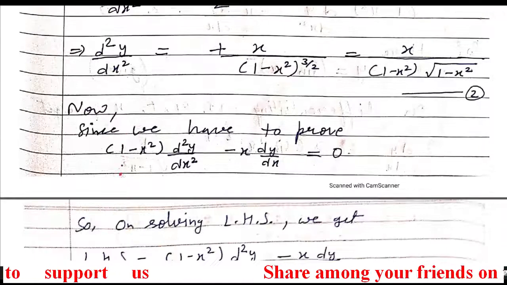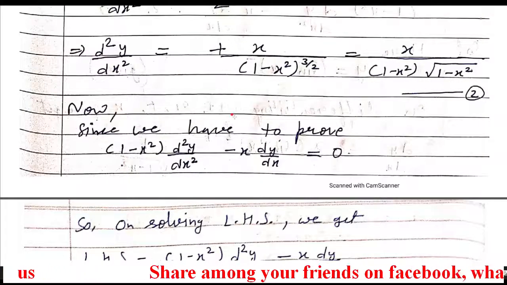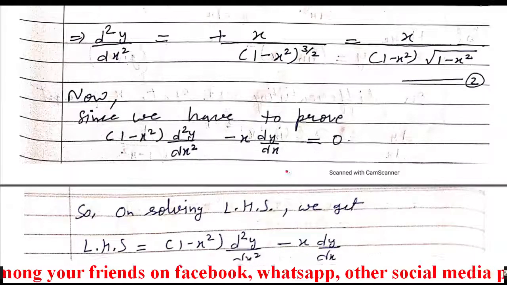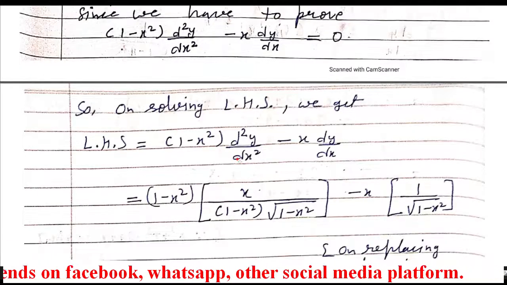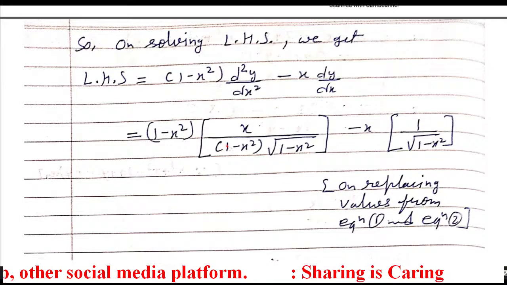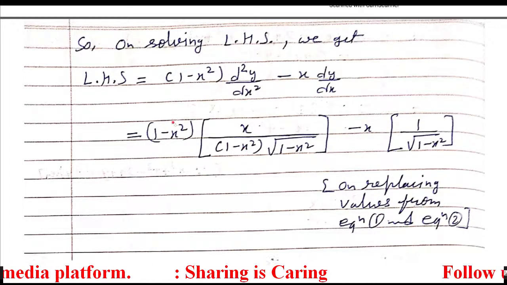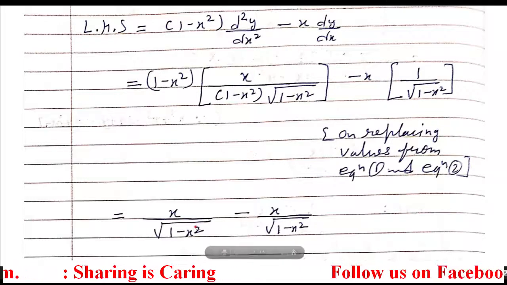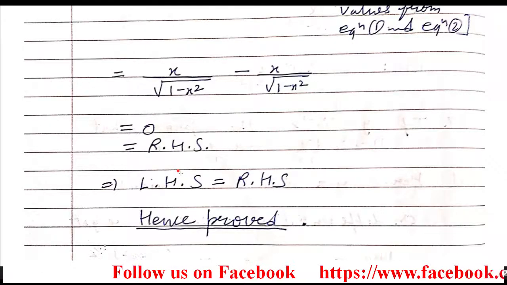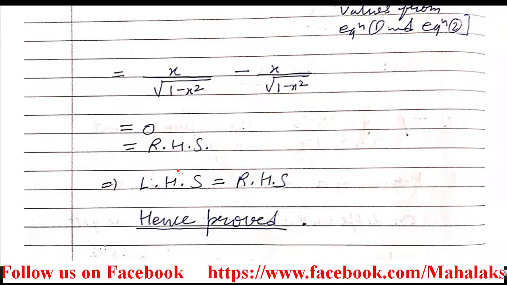Now we have to prove this result. In this result, substitute the second order derivative value from here, and the first order derivative also on the left hand side, substitute their values and just open. Here you can see this bracket and this bracket can cancel each other. So we are left with these two terms and they will cancel each other. So we will get the right hand side. So like this, question number 7 is completed.